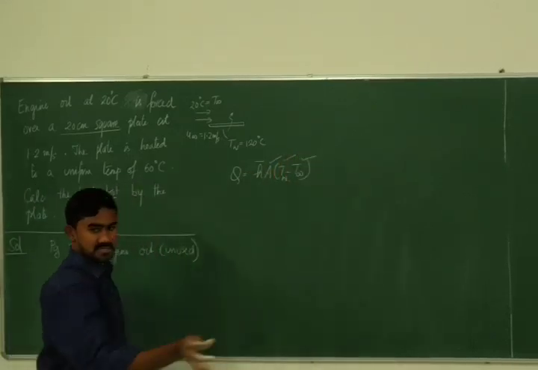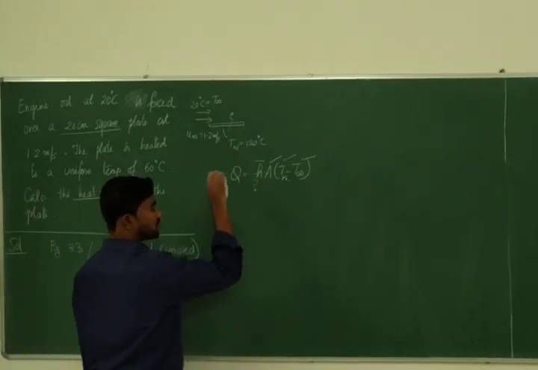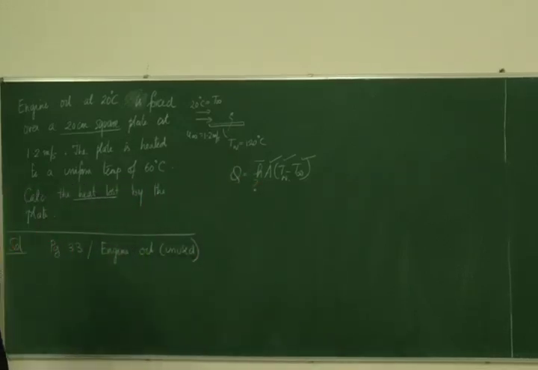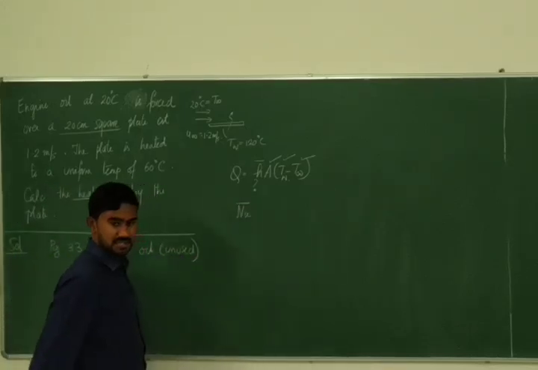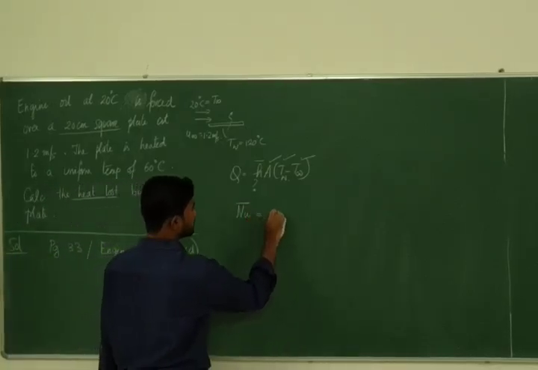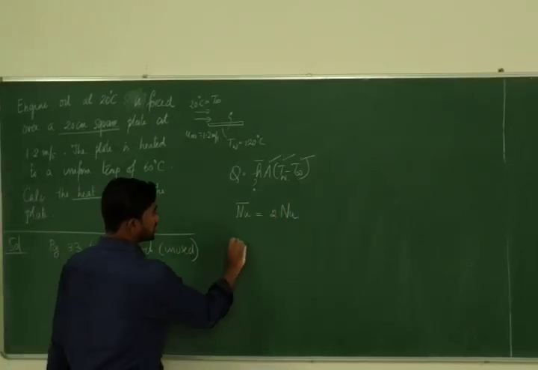TW, T infinity is known. What is to be found? The average heat transfer coefficient. So you have to find the average heat transfer coefficient. How do you find the average heat transfer coefficient? By finding the average Nusselt number. And you know the average Nusselt number is twice the local Nusselt number. And how do you find the local Nusselt number?